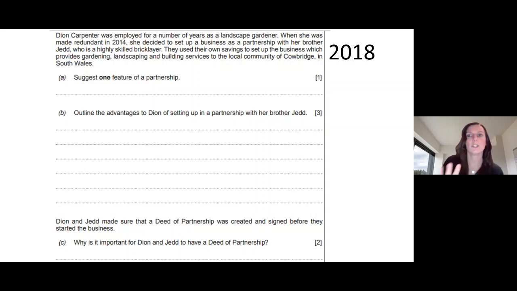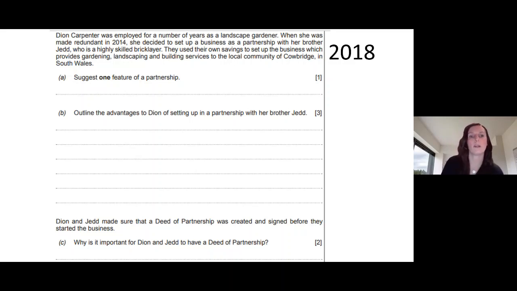Okay, right, 2018 here. Dion Carpenter was employed for a number of years as a landscape gardener. When she was made redundant in 2004, she decided to set up a business as a partnership with her brother Jed, who is a highly skilled bricklayer. They use their own savings to set up the business, which provides garden, landscaping and building services to the local community of Cowbridge in South Wales.